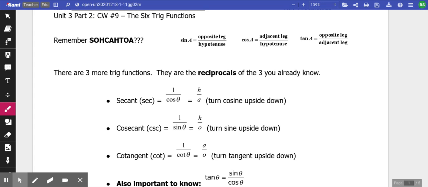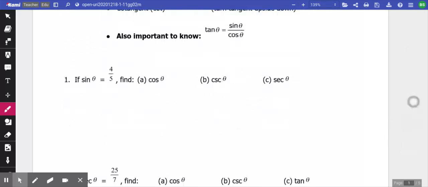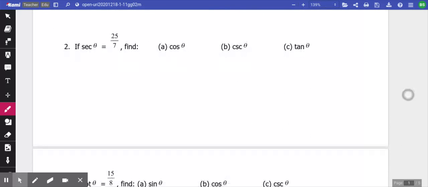On Wednesday, we were talking about reciprocal functions. We already know SOHCAHTOA, sine, cosine, and tangent, and then we talked about the reciprocal functions. As a reminder, secant is the reciprocal of cosine, cosecant is the reciprocal of sine, and cotangent is the reciprocal of tangent. So we did number 1, so we're going to skip down to number 2.